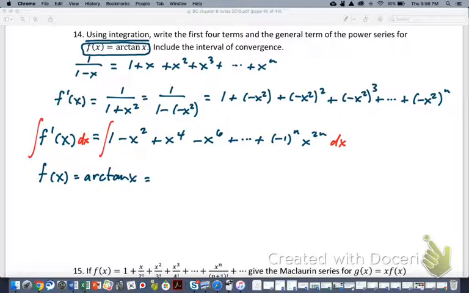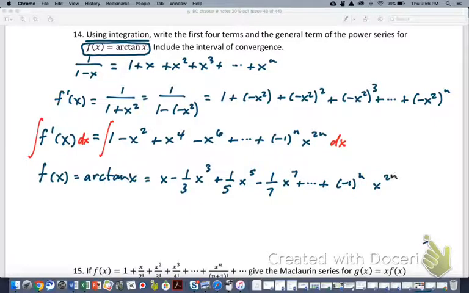And this would equal, I just need to do the power rule several times. This will be x minus 1/3 x cubed plus 1/5 x to the 5th minus 1/7 x to the 7th plus ... plus negative 1 to the n. We still have that nice alternating pattern, but then I think it'll be x to the 2n plus 1 over 2n plus 1. And anytime you write an nth term, it's a good idea to look back on what you have and make sure that it fits the pattern.